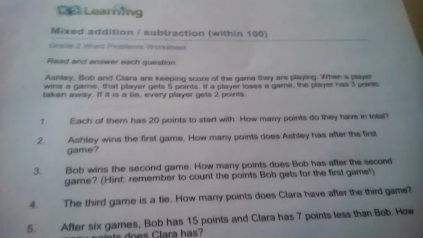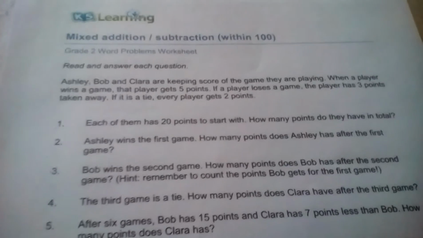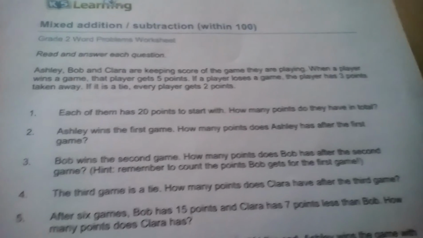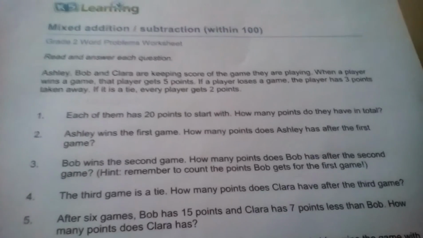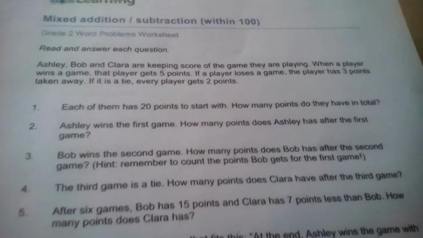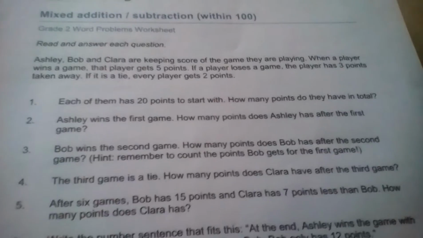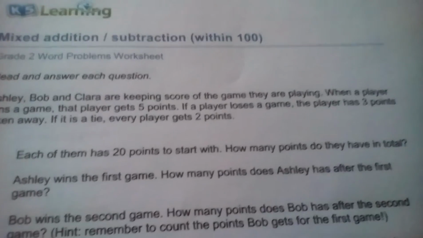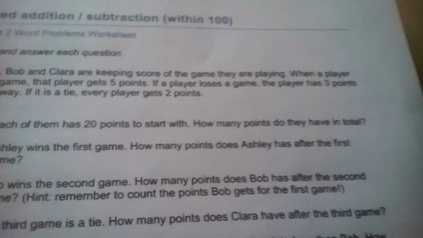Alright, so here is our worksheet. Mixed addition, subtraction within 100. Let's try a couple of these. Ashley, Bob, and Clara are keeping score of the game they are playing. When a player wins a game, that player gets 5 points. If a player loses a game, the player has 3 points taken away. If it is a tie, every player gets 2 points. So let's try the first one here. Each of them has 20 points to start with. How many points do they have in total?